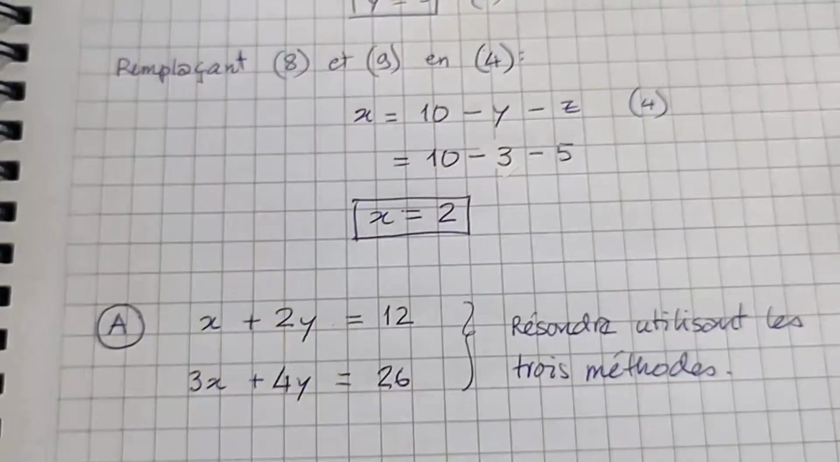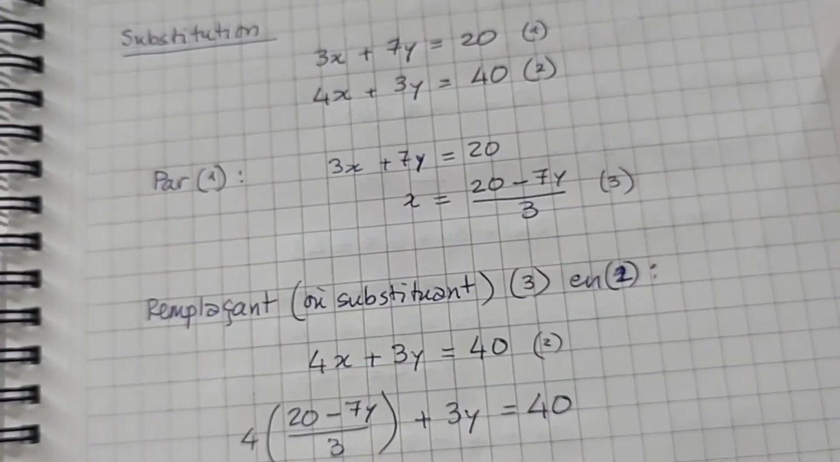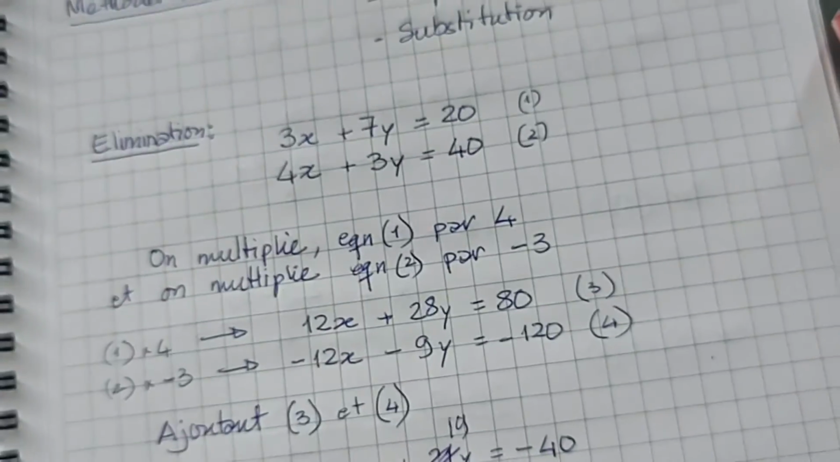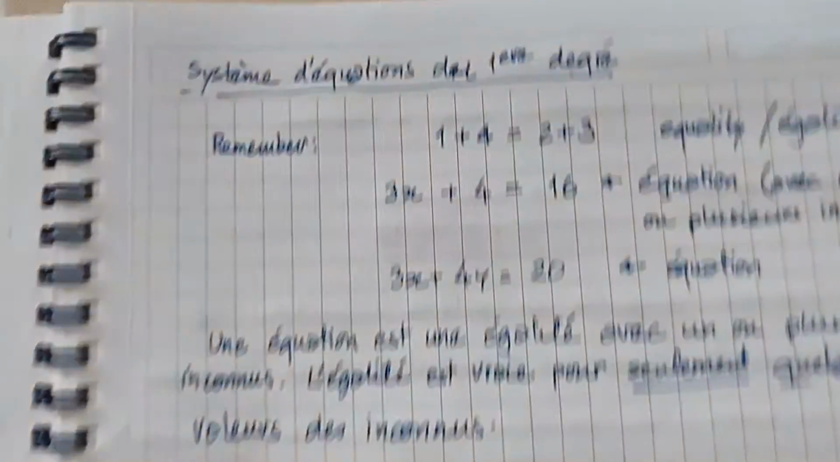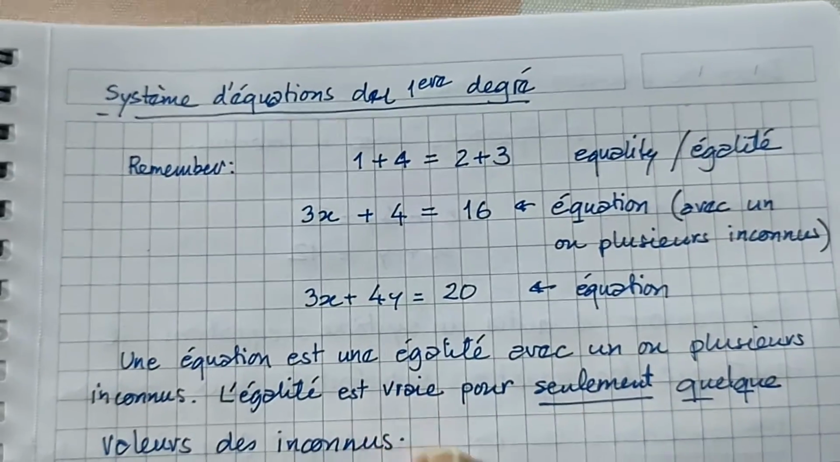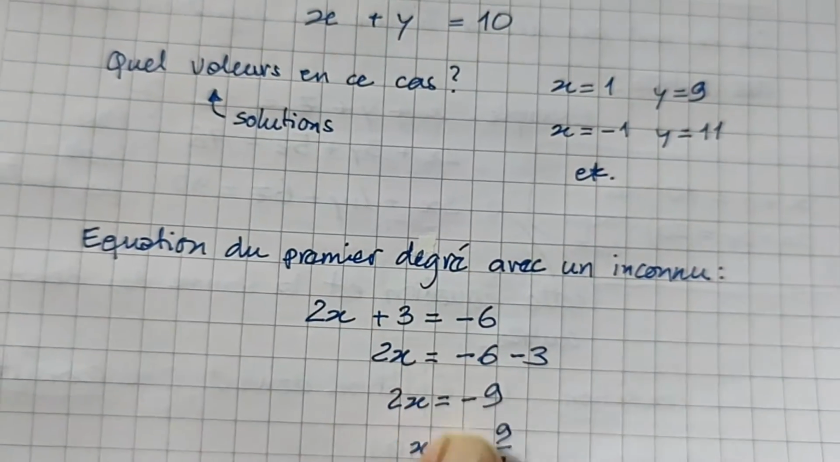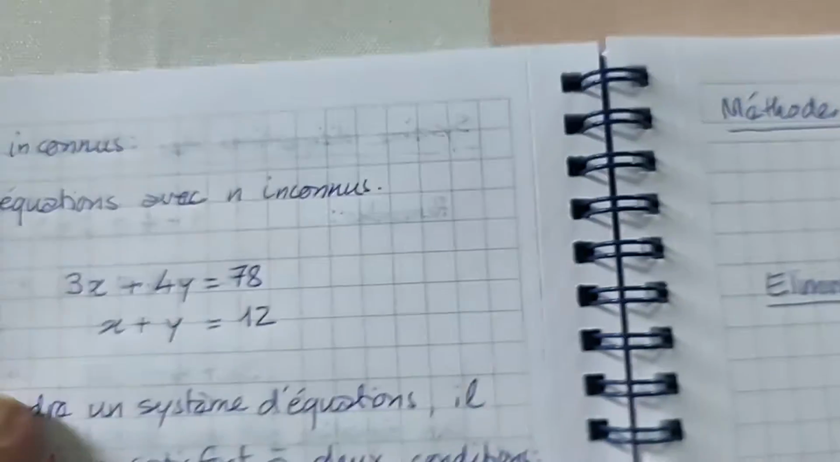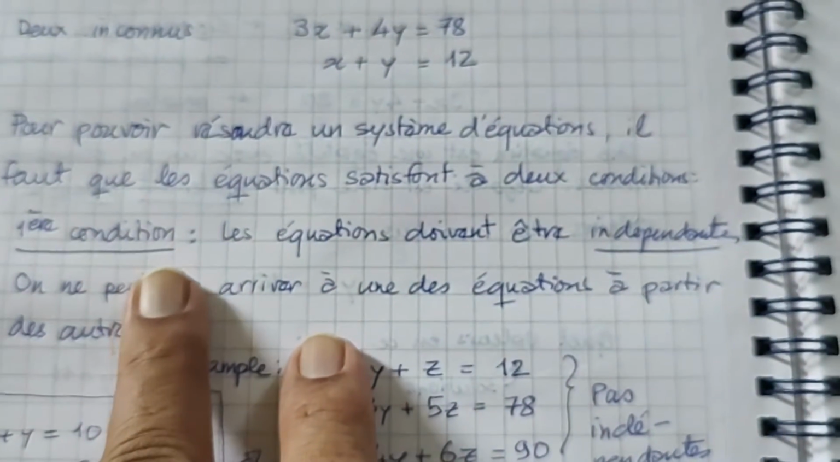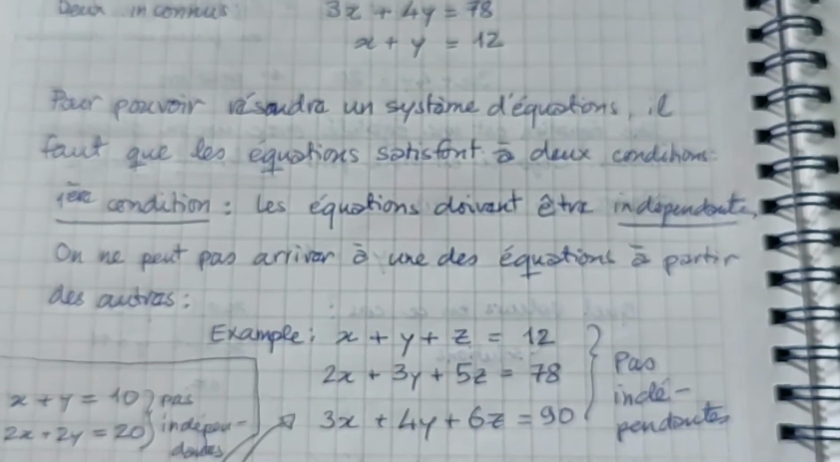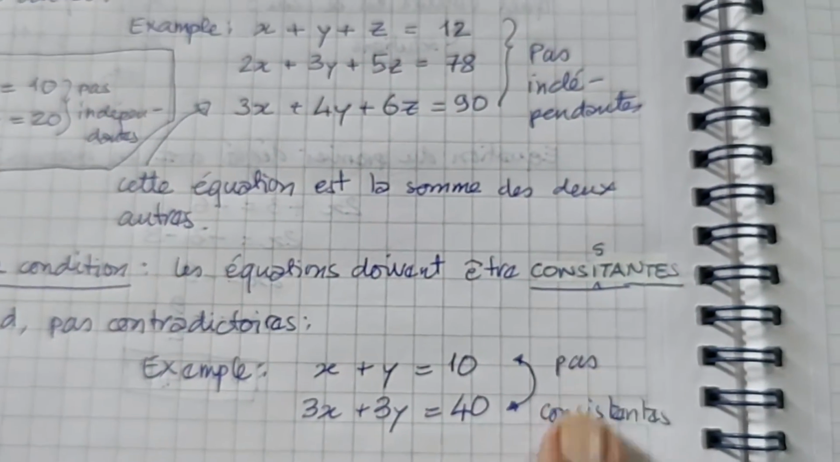Now I also want to show you one other thing. What have I done here? Remember we started, I just recap, we started with what is an égalité, what is an équation, then équation du premier degré avec un inconnu, we know how to solve that. Then I said you have to have 2 conditions before you can solve. The equations have to satisfy 2 conditions. One is that they have to be independent, and the other is they have to be consistent.